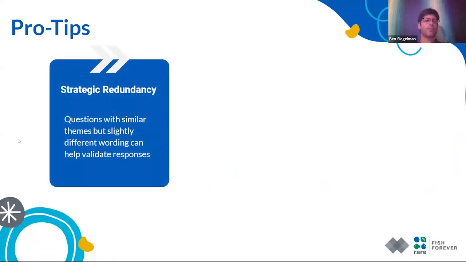A few extra tips. We've already talked about this. Strategic redundancy is a great strategy. If you have an important question that you're not 100% sure that you've gotten quite the right way to phrase, you can ask a different question later in the survey that is about the same topic, but is slightly different, and they can sort of validate each other.